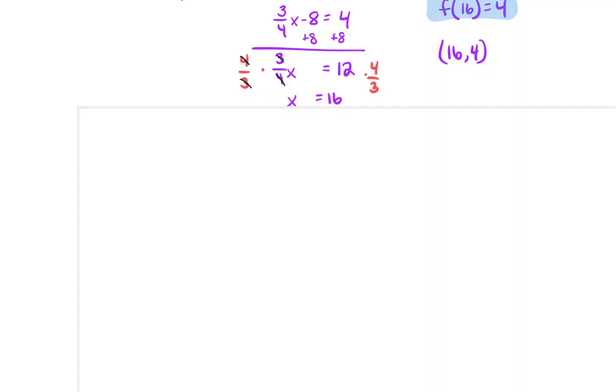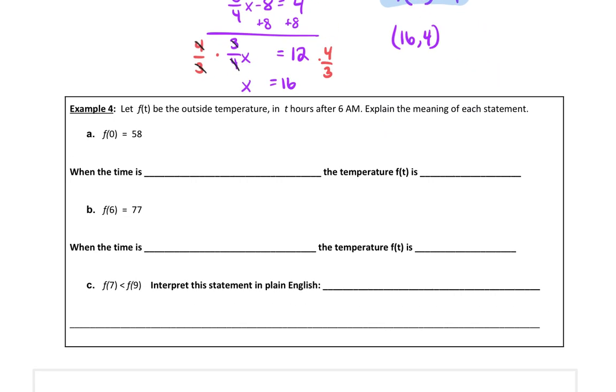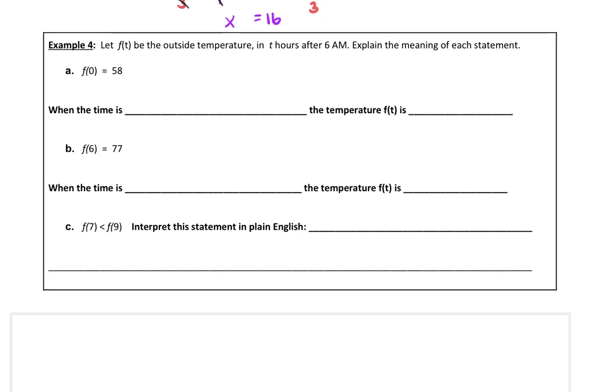So let's take a look at some problems in context in this function notation. Let's go ahead and read this. Example 4: let f of t be the outside temperature t hours after 6 a.m. So t is the number of hours after 6 a.m. Let's go ahead and make sure we underline that and really understand that. Explain the meaning of each statement. So f of 0 equals 58.